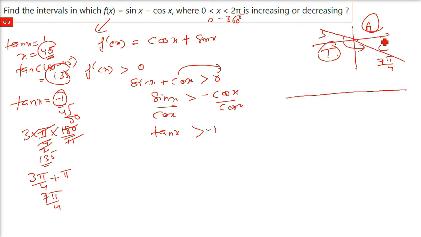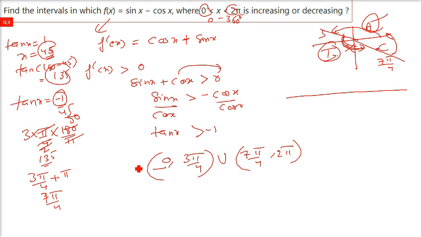What I'm saying is, from 0 to 135 degrees, or 0 to 3 pi by 4, this tan x is going to be greater than negative 1, and it will be less than minus 1 when you're going from 7 pi by 4 to, oh no, 2 pi, sorry. It's 2 pi, not 0. So 7 pi by 4 to 2 pi, it is decreasing. 0 to 3 pi by 4, it is increasing. I told you how you got it.